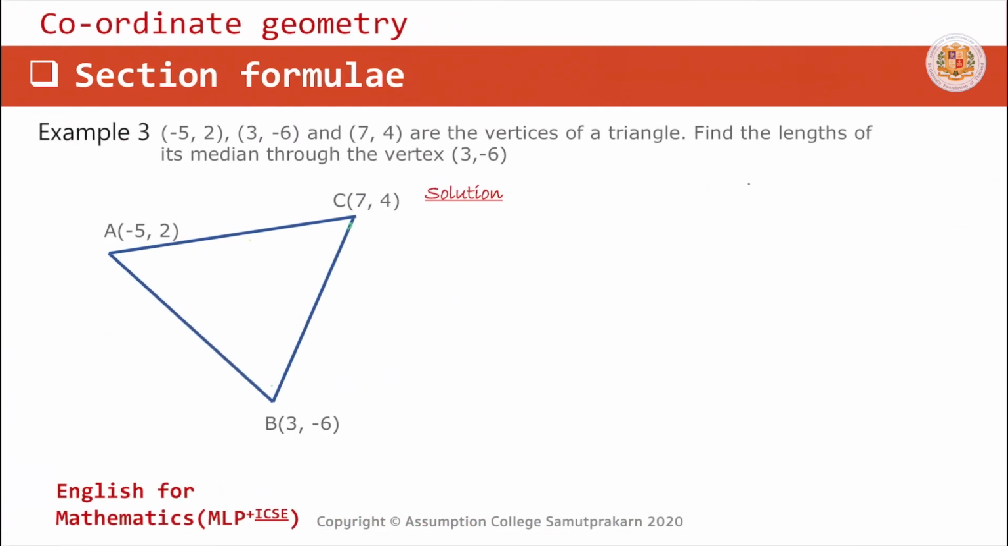Let's see example 3. That would be the last example for today. Example 3, three points are given. Let's say the point negative 5, 2 would be A, and then 3, negative 6 would be B, and then C would be 7, 4. The vertices of the triangle are there. Just like I said, find the length of its median. Okay, the problem is this: its median. What is the median?